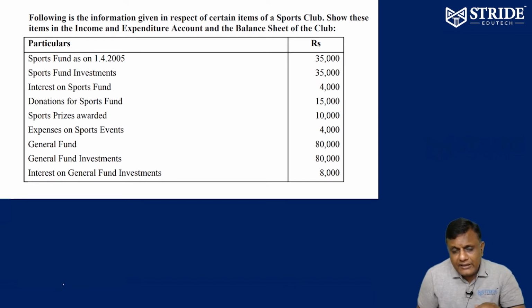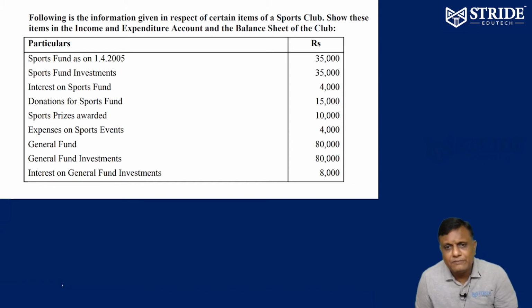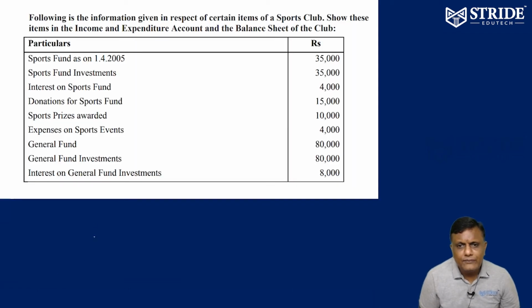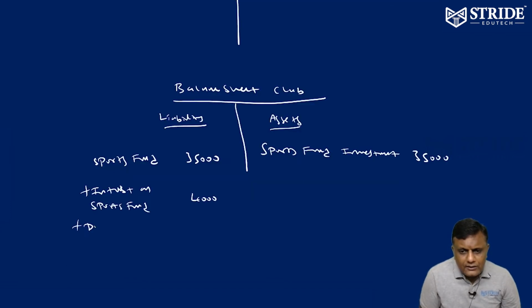This is a specific fund. If it is a specific fund, is there any income arising? It is added to the fund. Is there any expenditure to the fund to be subtracted? So interest on sports fund is to be added. How much interest on sports fund? 4,000. I am going to add. Is there any donation to sports fund? How much? 15,000. Add. So the donation we have received on sports fund, 15,000, is added to the fund.